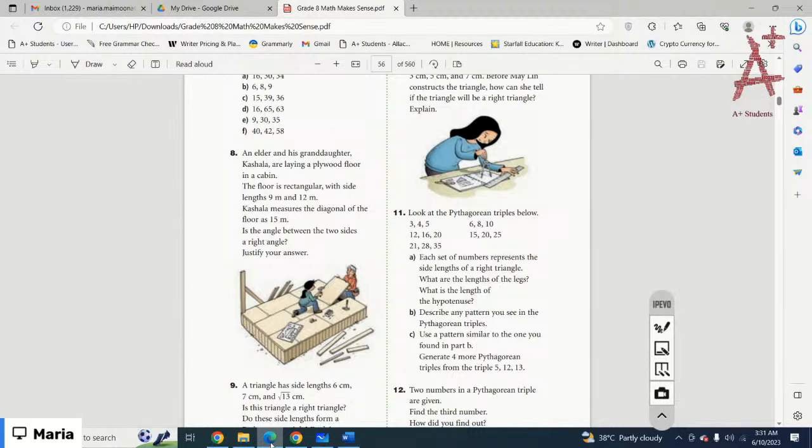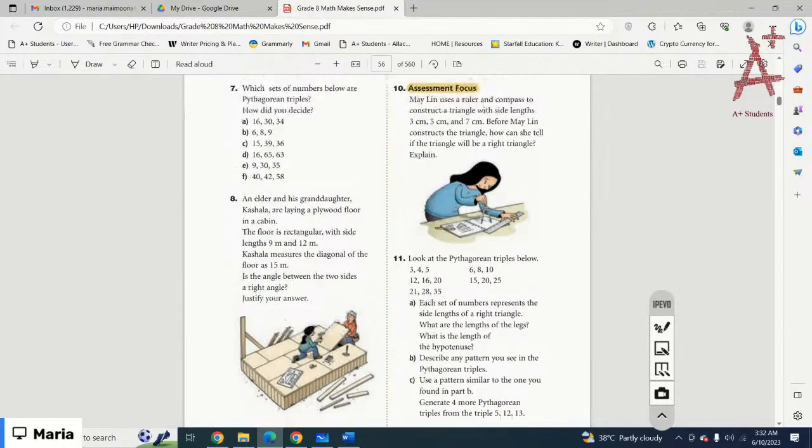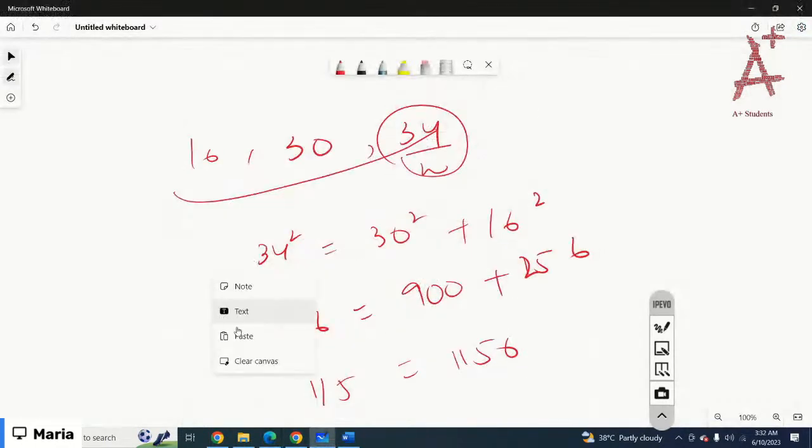Okay, an elder and his grandmother Kashala are laying a plywood floor in a cabin. The floor is rectangular with the side lengths 9 and 12. Kashala measures the diagonal of the floor as 15. Is the angle between the two sides a right angle? Okay, you are given the floor is rectangular. Got it? And the measured diagonal. It would be 9, 12, and 15.